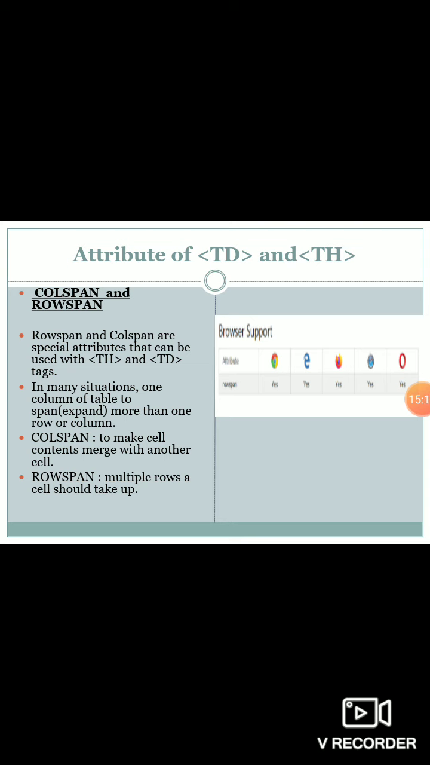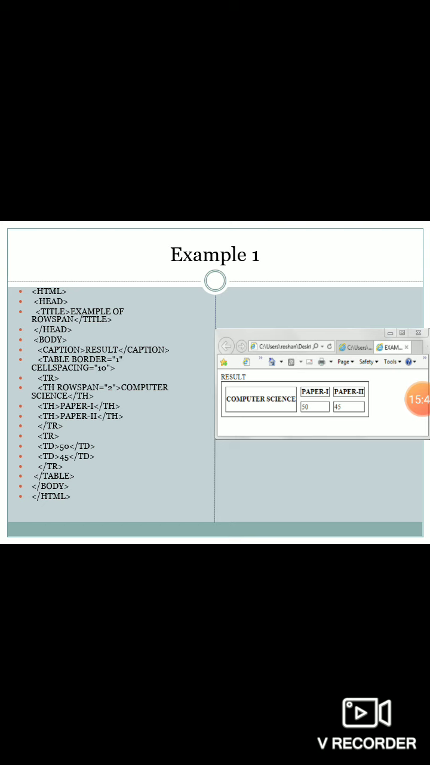Colspan is nothing but making my cell contents merge with another cell, and rowspan is nothing but the number of rows a cell should take up. Basically, these two attributes are supported by all the browsers. So we can use the colspan and rowspan attributes with the td and th tag in any browser. So we can simply see one example.